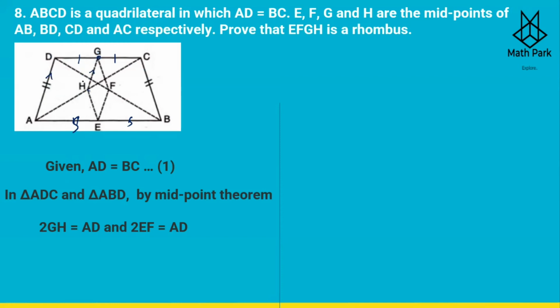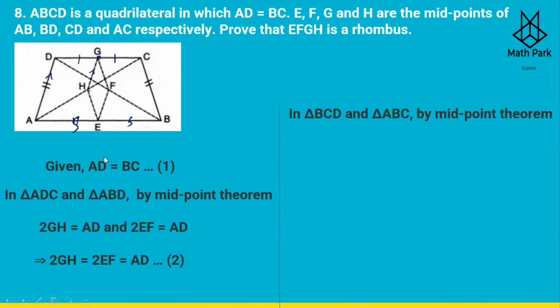So you have GH is equal to half of AD. So that is how AD is equal to twice GH. Same way, in triangle ABD, you have E is the midpoint of AB and H is the midpoint of AC. So that is how you get EF. Sorry, F is the midpoint of BD. So that is how you get EF is also parallel to AD and EF is equal to half AD. So twice EF is equal to AD. So from this you get 2EF is equal to 2GH, which is equal to AD. Let this be our equation number 2.